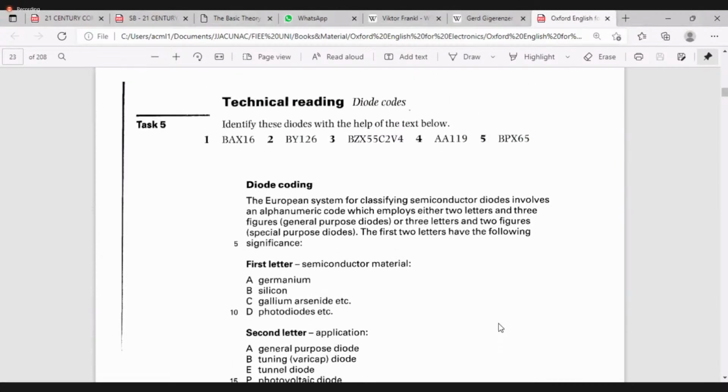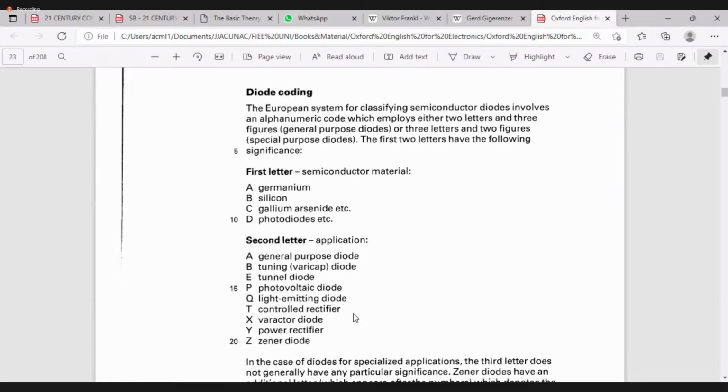Okay, so far they said the first letter corresponds to the semiconductor material, where we have germanium, silicon, gallium arsenide, photodiodes. Then the second letter corresponds to the application. We can have from a general purpose diode to a Zener diode. We have then tuning varicap, tunnel diode, photovoltaic, light emitting diode or LED, control rectifier, varactor, power rectifier.